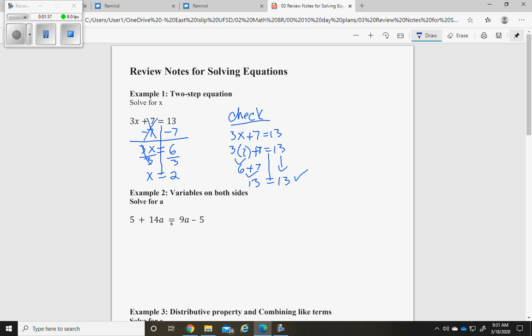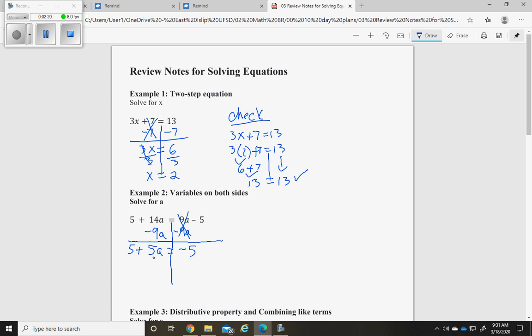Example 2, when there's variables on both sides, my first step that I always do is to get the variables to one side. I feel like subtracting 9a from both sides. Notice how I said I feel like. I could have subtracted 14a from both sides. I actually could have done something with the constants of 5 or negative 5, but I do deal with my variables first. So on the left side I have 5 plus 5a equals, don't forget this minus sign in front of the 5 actually tells us that that's a negative 5.